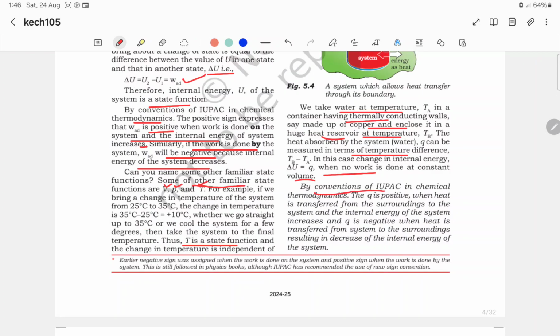By convention of IUPAC in chemical thermodynamics, Q is positive when heat is transferred from the surroundings to the system and the internal energy of the system increases, and Q is negative when heat is transferred from the system to the surroundings, resulting in a decrease of the internal energy of the system.